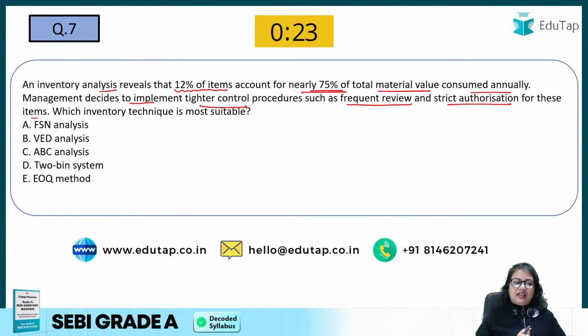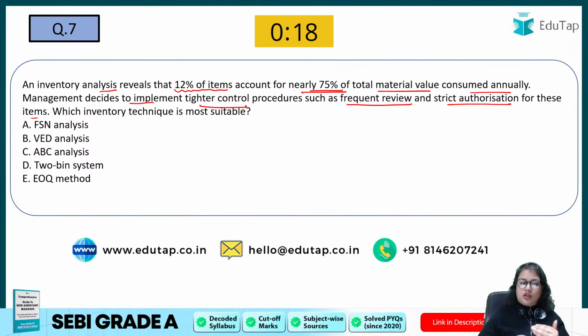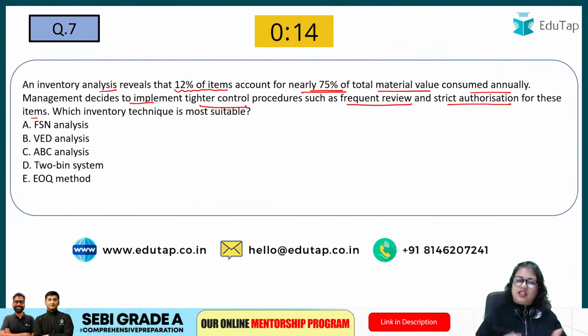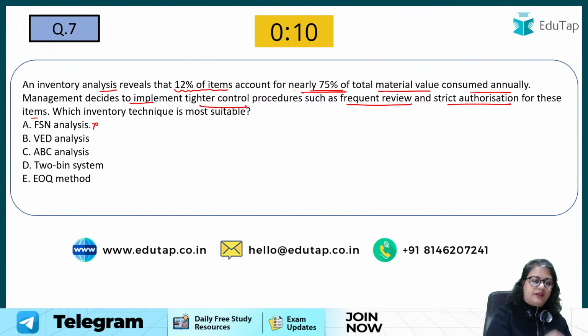So FSN analysis, do you know what FSN analysis is? This is fast moving, slow moving and non moving analysis. So here we are not looking at whether the material is fast moving or slow moving. We are not just seeing this, so this is not the correct inventory technique.